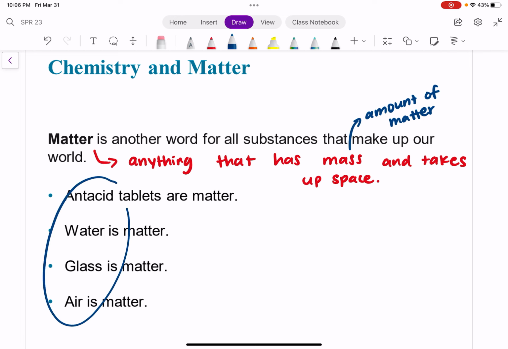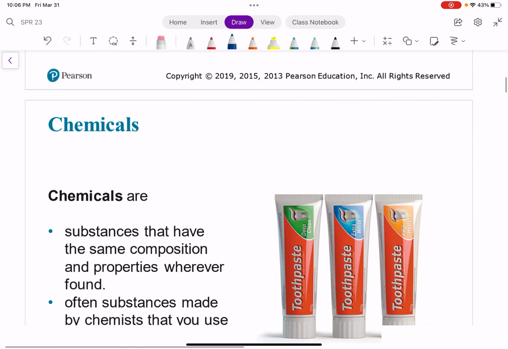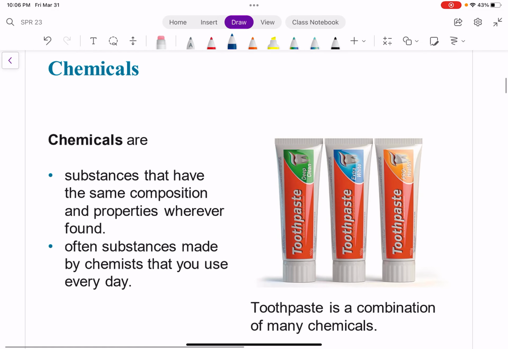So you'll find that all of these examples are matter. The chair you're sitting on is matter. The screen you're watching this on is matter. You are matter. And then chemicals are another thing that sometimes we have a pretty narrow definition of what we think a chemical is, but actually chemicals are all around as well. So chemicals are substances that have the same composition and properties wherever they're found.